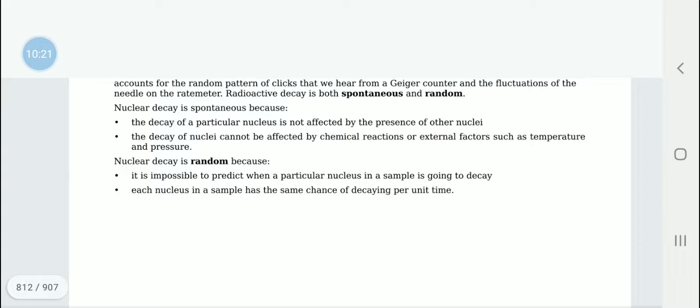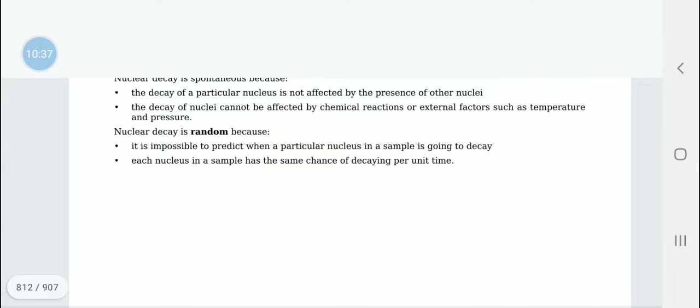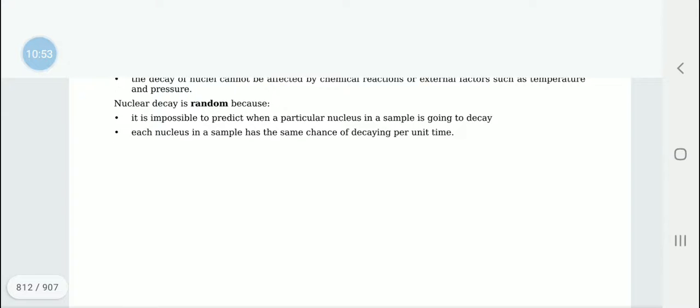Leave a line and write: nuclear decay is spontaneous because, number one, the decay of a particular nucleus is not affected by the presence of other nuclei. Number two, the decay of nuclei cannot be affected by chemical reactions or external factors such as temperature and pressure.